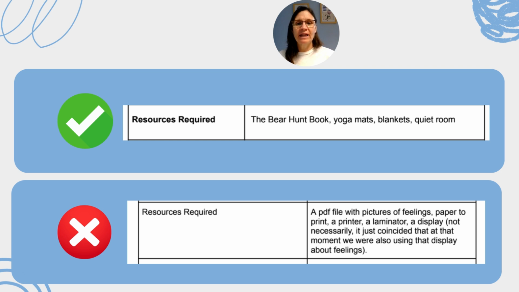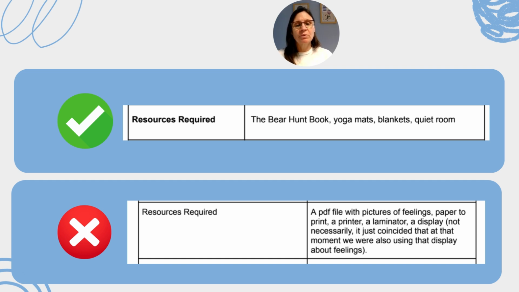So here are two more examples. One is an acceptable example. It's rather basic. It's not exhaustive. It doesn't say where to find the things. The Bear Hunt book, yoga mats, blankets, and a quiet room. This is a yoga sequence based on the book Going on a Bear Hunt. What could have been and probably should have been included in this is the script for calling the yoga poses for the children. It really is a resource that is required.